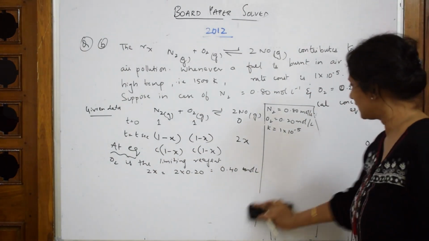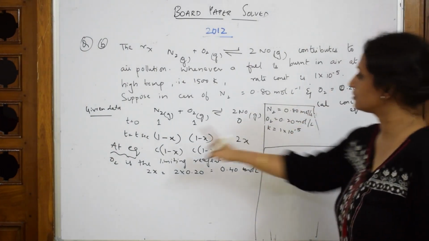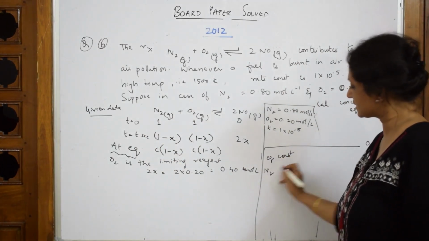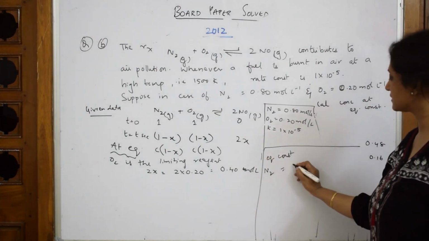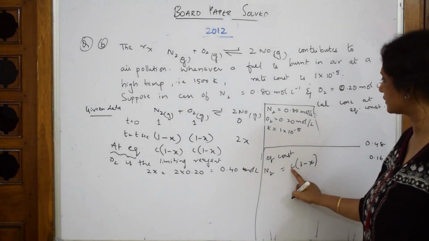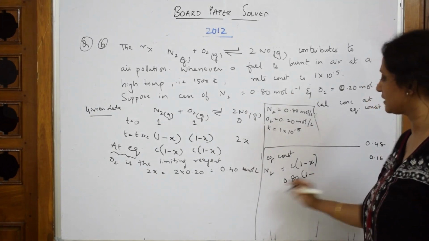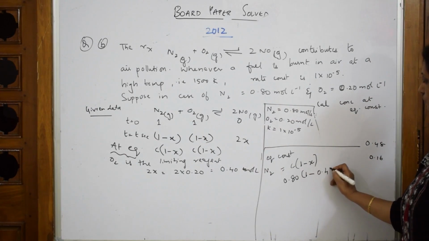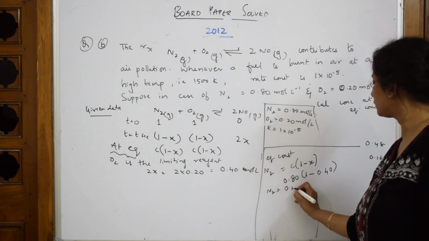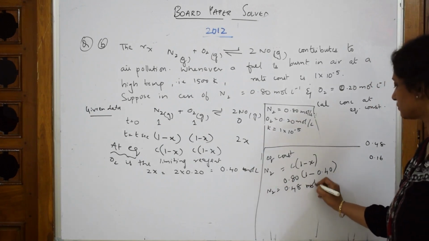Now what should I find out? First, the equilibrium concentration for N2. Basically, it is C into 1 minus X. What is the concentration of N2? It is 0.80 into 1 minus X, where the X value is 0.40. When I solve this, for N2 I get 0.48 mole per liter, because they have asked for concentration in mole per liter.